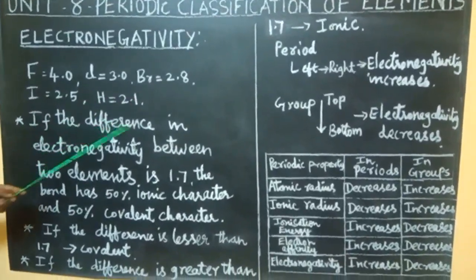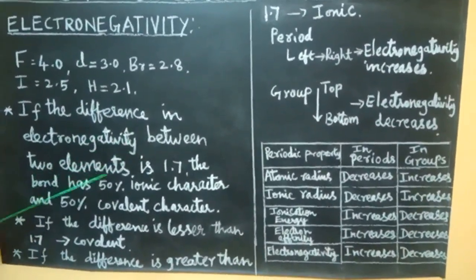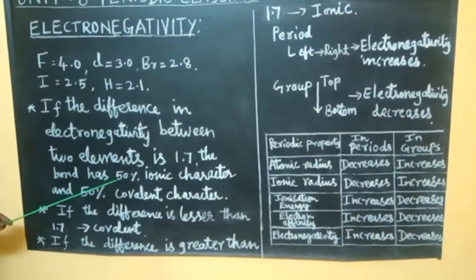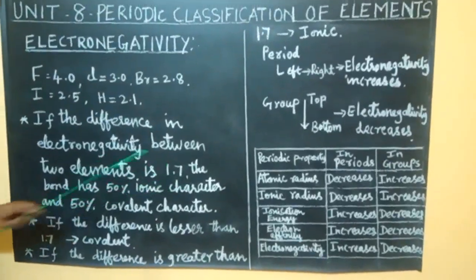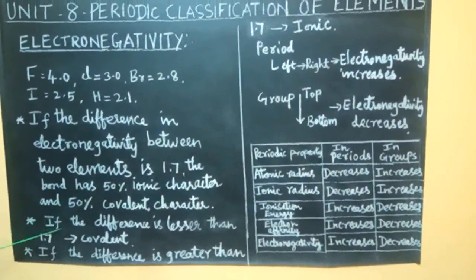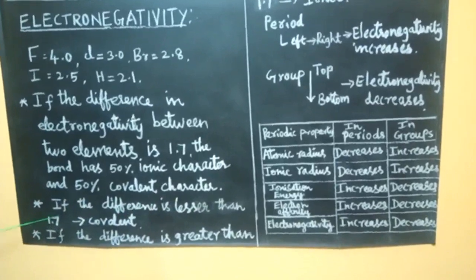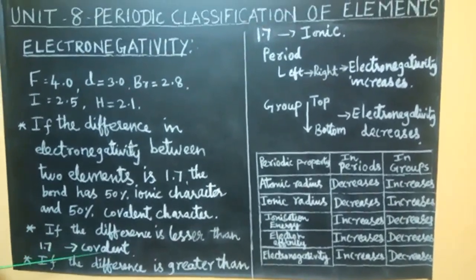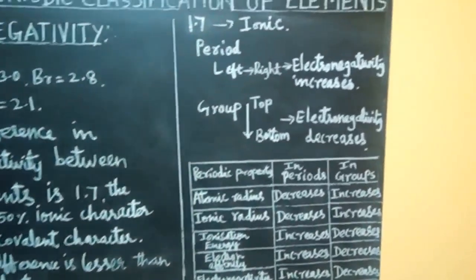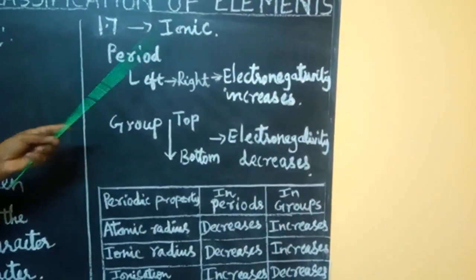If the difference in electronegativity between two elements is 1.7, the bond has 50% ionic character and 50% covalent character. If the difference is lesser than 1.7, then the bond is considered to be covalent. If the difference is greater than 1.7, then the bond is considered to be ionic.